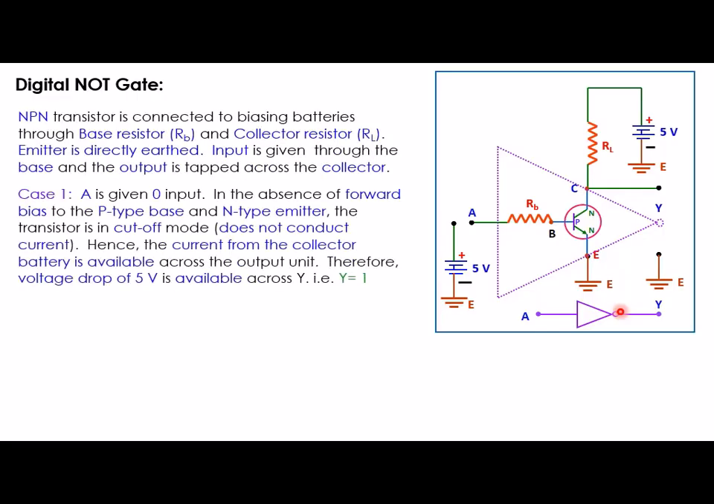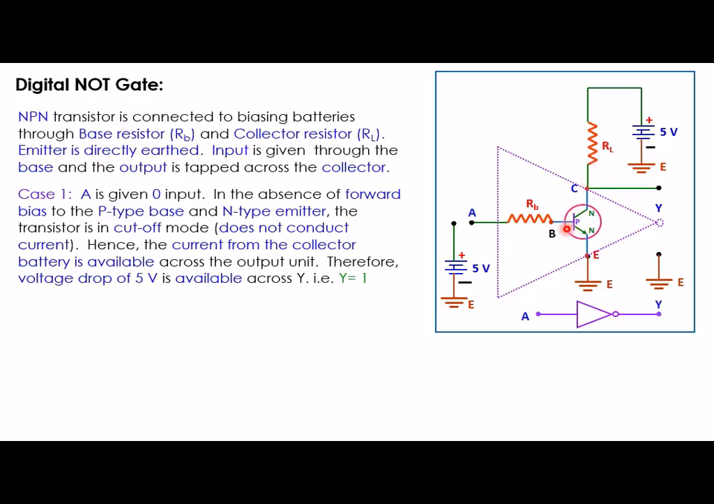Now case 1, suppose A is given 0 input. Then the emitter terminal is also 0 input. If A is given 0 input, then the base is at 0 potential, and the emitter is also at 0 potential, connected to ground. Therefore this base to emitter junction is not forward biased. If this is not forward biased, it will not conduct any current. If there is no base current, then there will be no collector current.